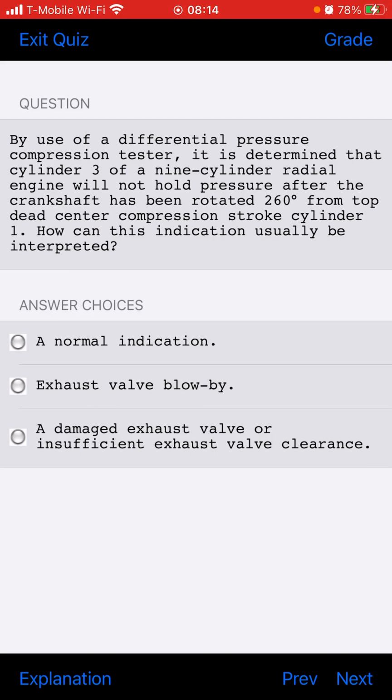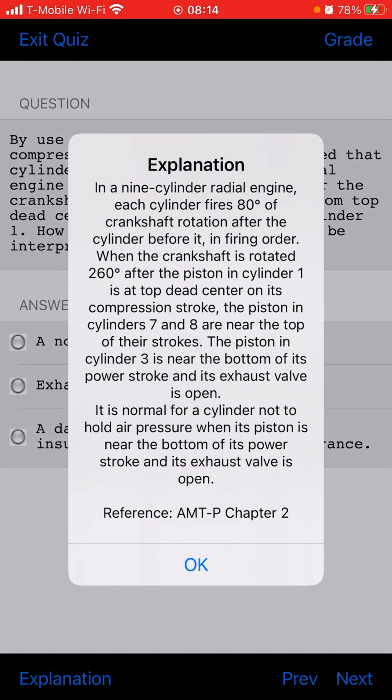By use of a differential pressure compression tester, it is determined that cylinder 3 of a 9-cylinder radial engine will not hold pressure after the crankshaft has been rotated 260 degrees from top dead center. How can this indication usually be interpreted? It's normal for a cylinder not to hold air pressure when the piston is near the bottom of its power stroke and the exhaust valve is open.